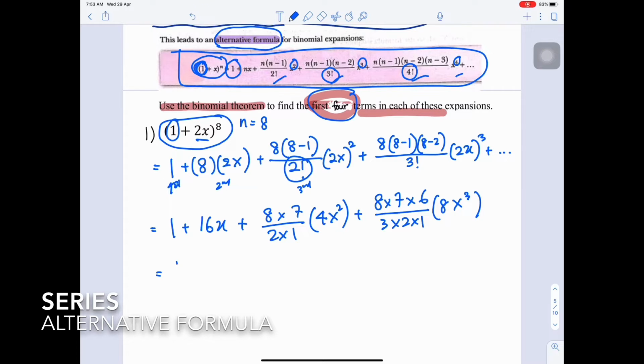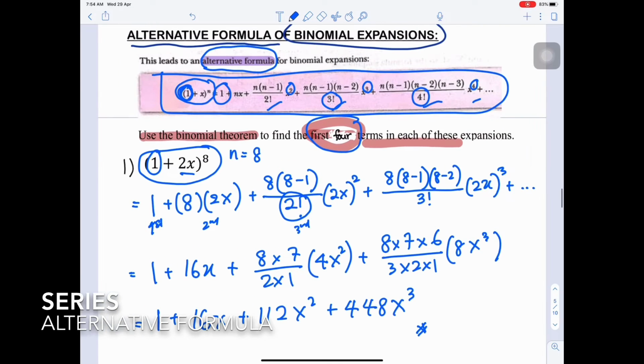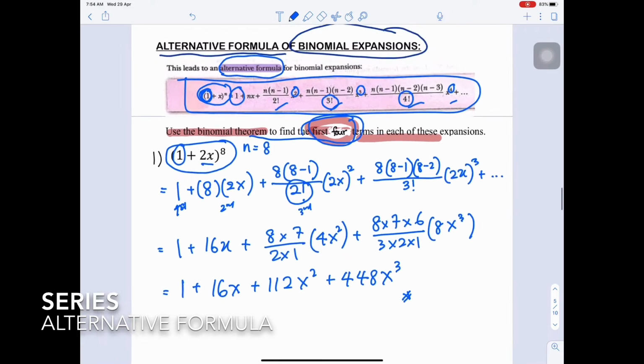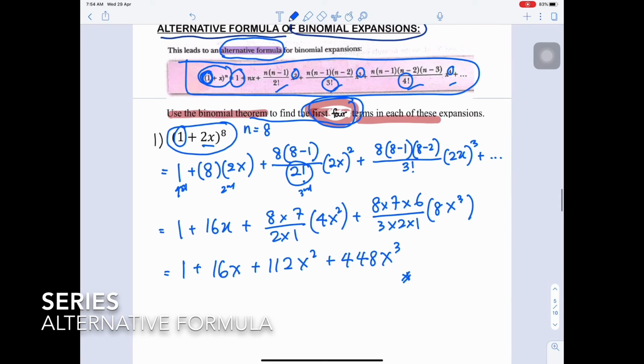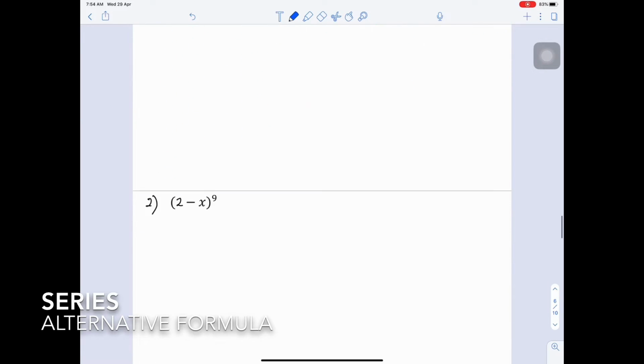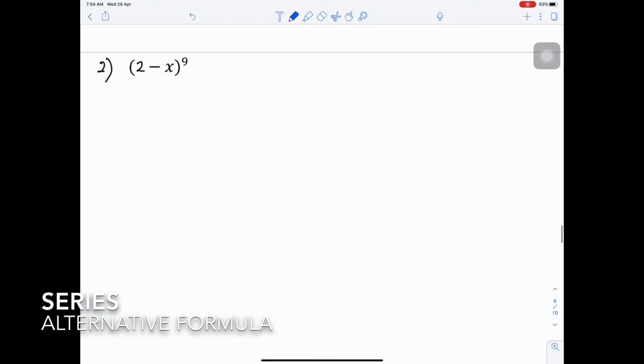By using the calculator, this is the final answer: plus 112x squared plus 448x to the power of 3. So if the question asks to find the first 4 terms, it is more suitable to use this alternative formula. Now we go to the second example question.